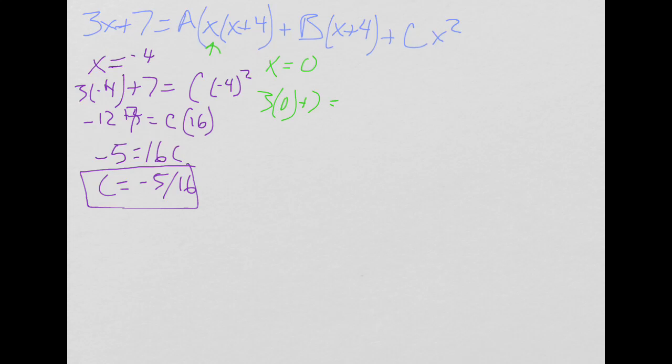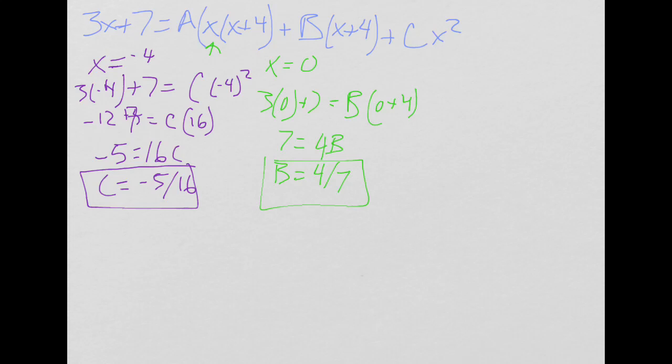0 times a is 0, so that term is gone. Our middle term, we're going to get b times 0 plus 4 plus c times 0 squared is 0, so no c term either. And we can simplify this. We're going to get 7 equals 4b, and so b equals 4 over 7. Second term found.